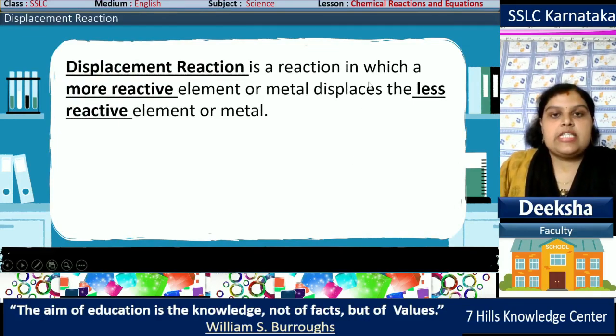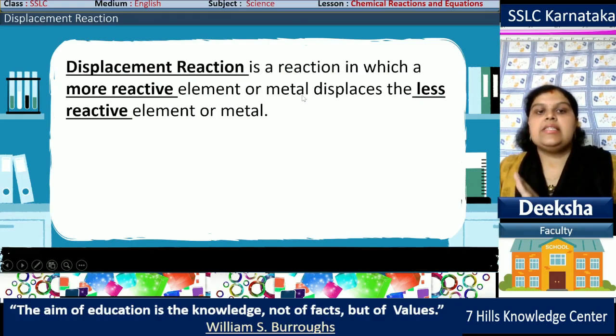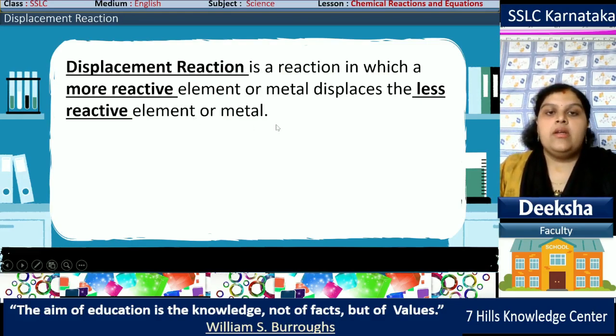Displacement reaction. Displacement reaction is a reaction in which a more reactive element or metal displaces the less reactive element or metal. We have the reactivity series. In the reactivity series, we know how the elements react or what is the strength of those elements. Displacement reaction deals with the reactivity series of the elements. Here, as I said, a more reactive element or metal displaces the less reactive element or metal.